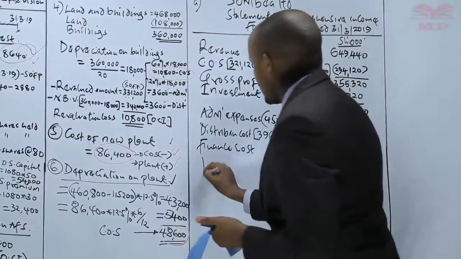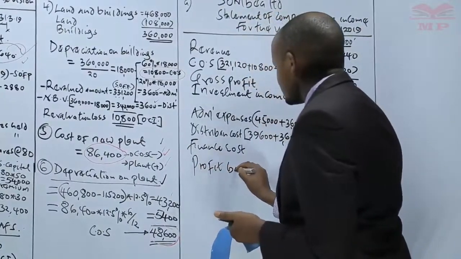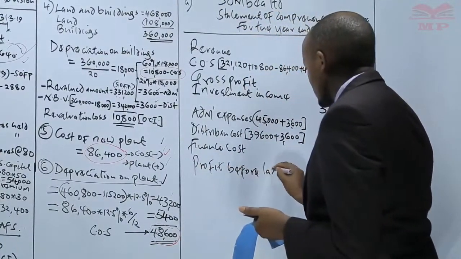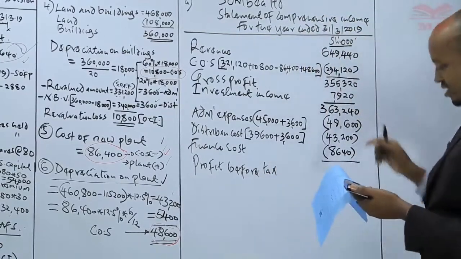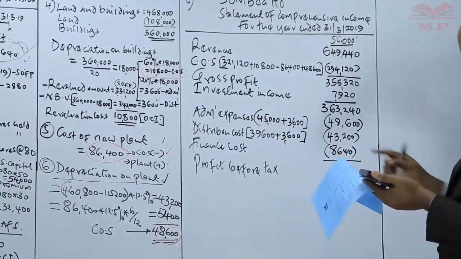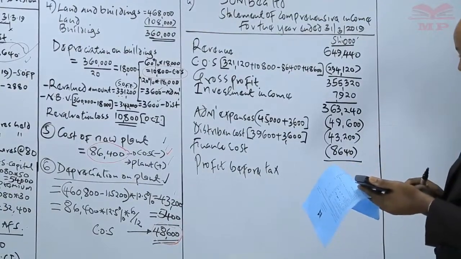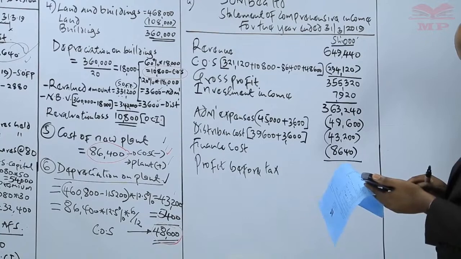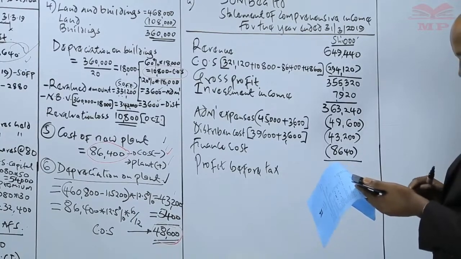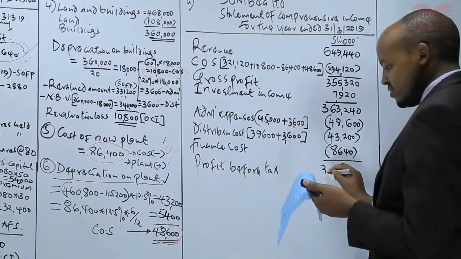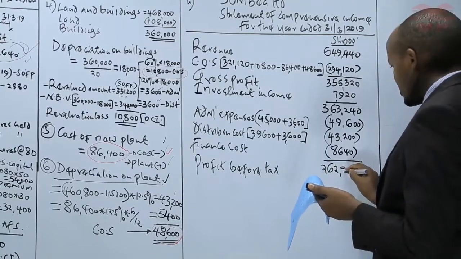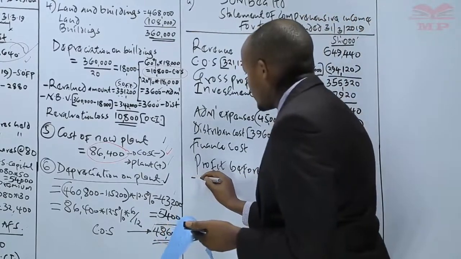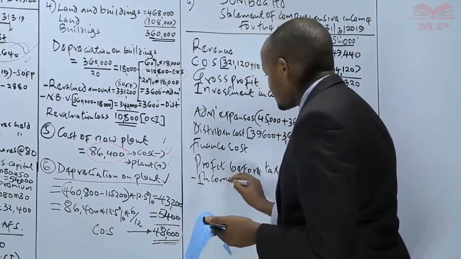So what we need to do is to get the profit before tax. Now, our profit before tax will be given by the total income, that is 363,240, and then we less those three expenses: 48,600 minus 43,200 minus 8,640, and that will give us now a profit before tax of 262,800.